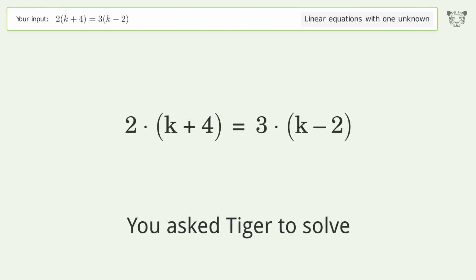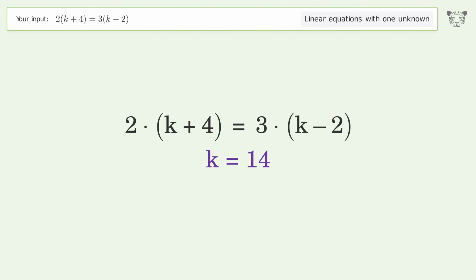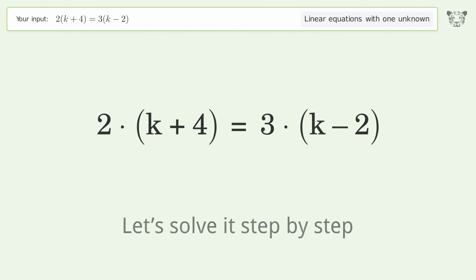You ask Tiger to solve. This deals with linear equations with one unknown. The final result is k equals 14. Let's solve it step by step.